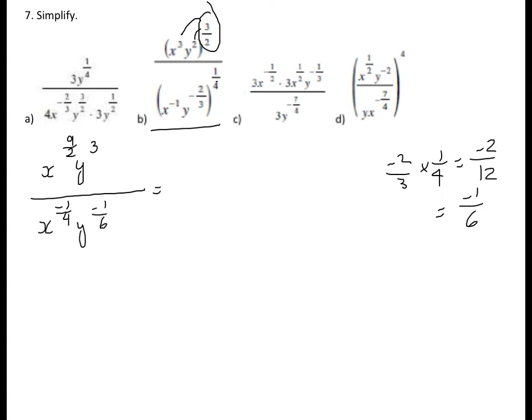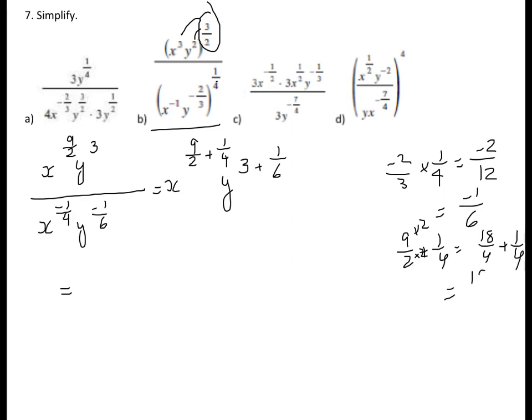Now, to simplify this one, I'm going to subtract exponents because we are dealing with division of exponents. So I'm going to have x exponent 9 over 2 minus negative 1 over 4, which is 1 over 4 addition. Y exponent 3 minus negative 1 over 6 becomes plus 1 over 6. Now, what is 9 over 2 plus 1 over 4? I multiply by 2. I get 18 over 4 plus 1 over 4, which is 19 over 4.